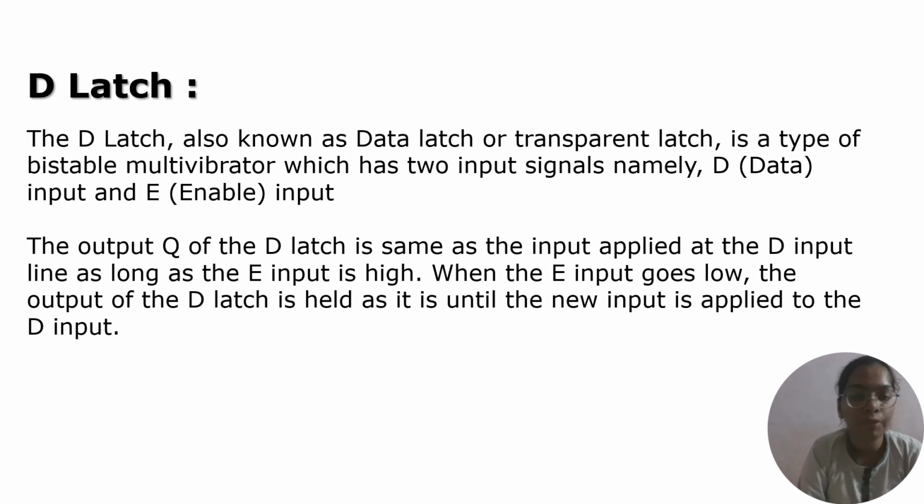The next latch is D-latch. The D-latch, also known as data latch or transparent latch, is a type of bistable multivibrator which has two input signals, namely D input and E enable input. The output Q of D latch is same as the input applied at D input line as long as E input is high. When the E input goes low, the output of D latch is held as it is until the new input is applied to the D input.